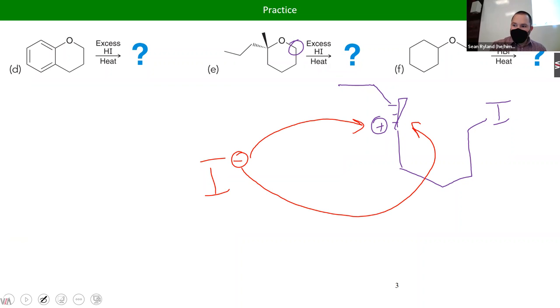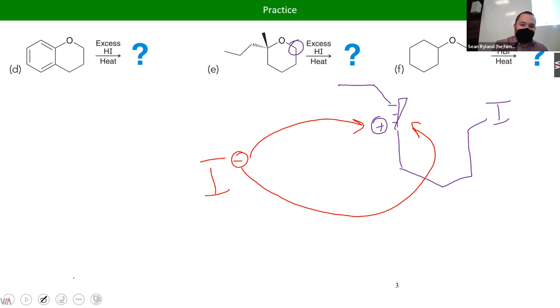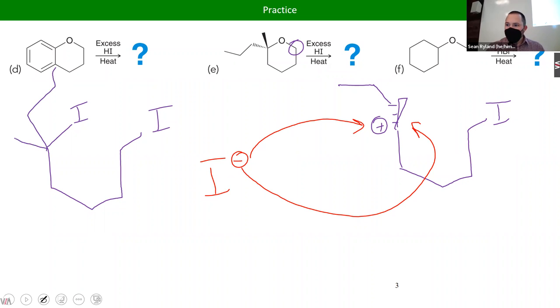So our final product here, I don't know why I drew iodide taking up as much space as I did, because now I don't have to draw the molecule that well. It's going to be one, two, three, yeah, three carbons in a methyl group. And this carbon will have both the R and the S. We'll get both stereoisomers. Or you could pick one and draw it and write plus enantiomer.